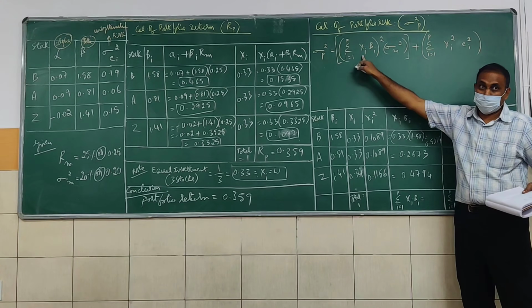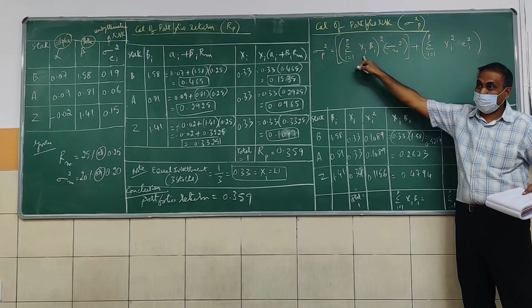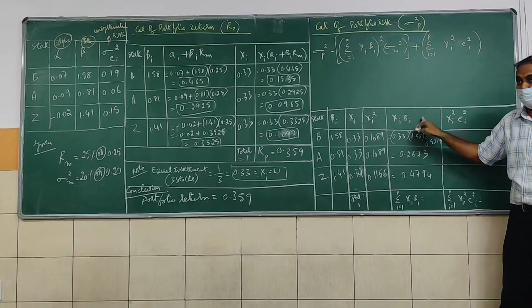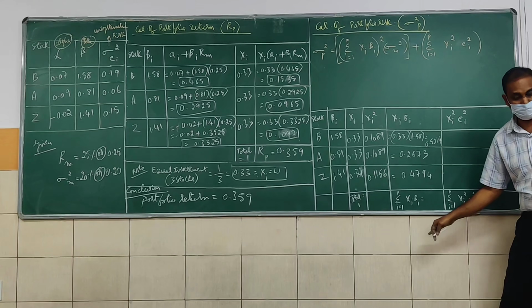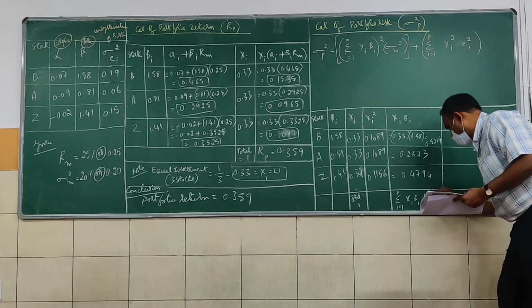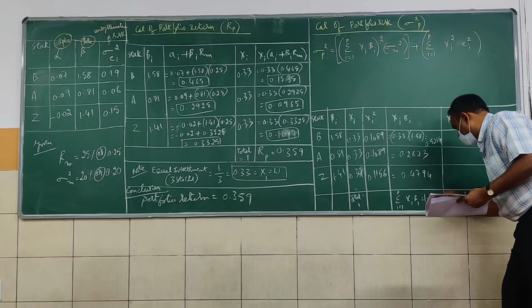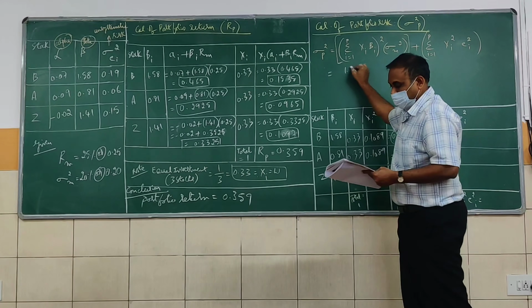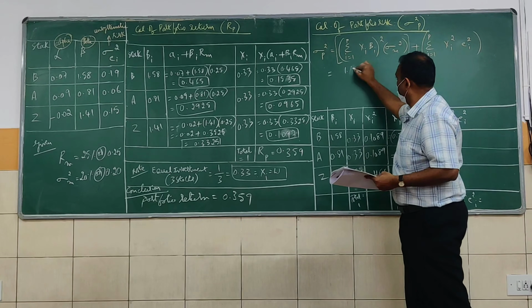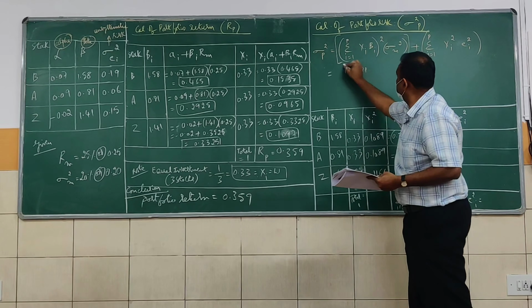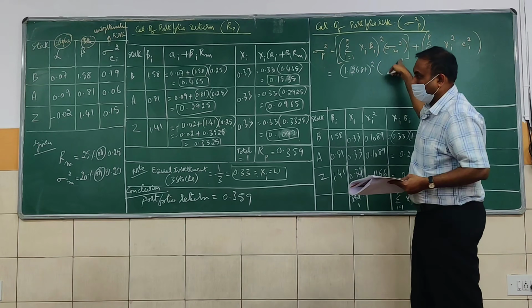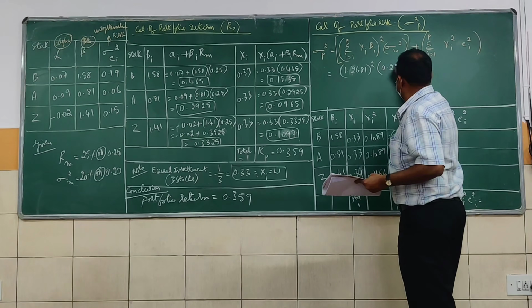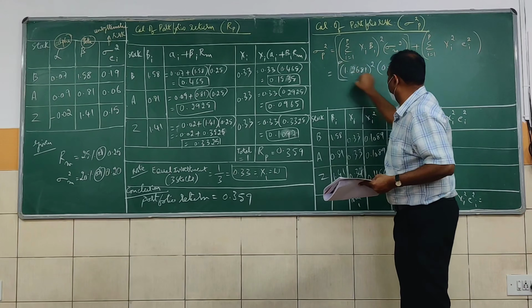See here. See the board. Xi into Bi summation. Correct? Xi into Bi summation. Am I right? 1.2681. See here. 1.2681 whole square. Variance of market 0.20. So the first portion is complete.